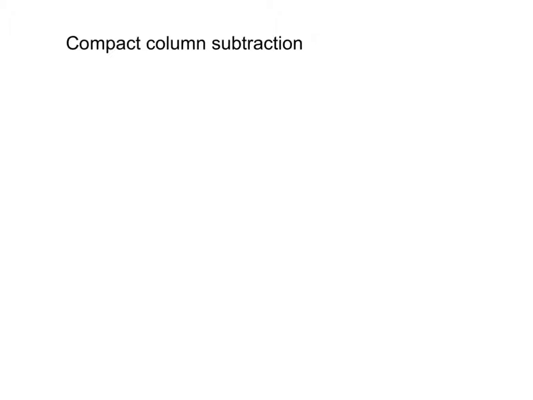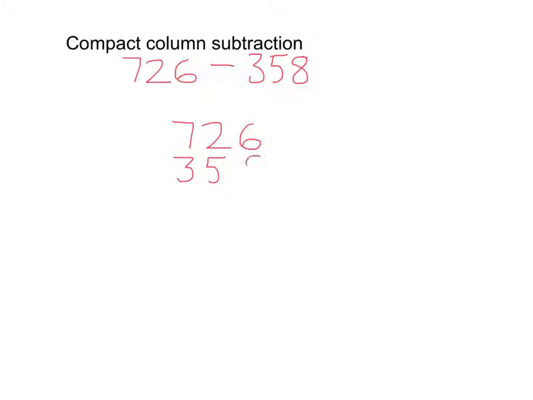Compact column subtraction with 3-digit numbers. For example, 726 subtract 358. The numbers are placed in columns underneath each other, and you begin the calculation by starting with the ones.